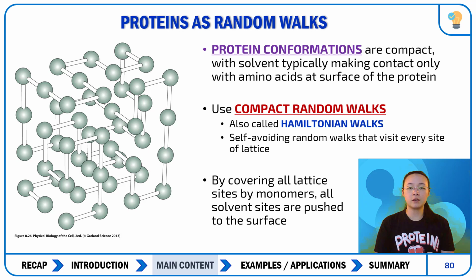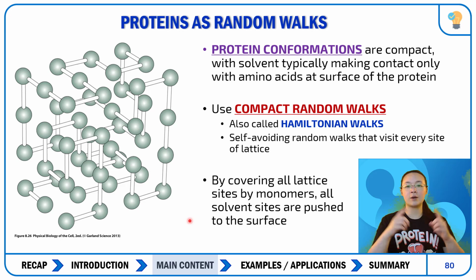We can model protein conformations as compact random walks that make contact with amino acids at the surface of the protein only, and we can assume that every amino acid will have to take up all the spots on the lattice, so we can't leave any space empty. So what can this guarantee? It guarantees that all the solvent sites are pushed to the surface so that we only care about the hydrophobic interactions at the outermost faces of the lattice structure.